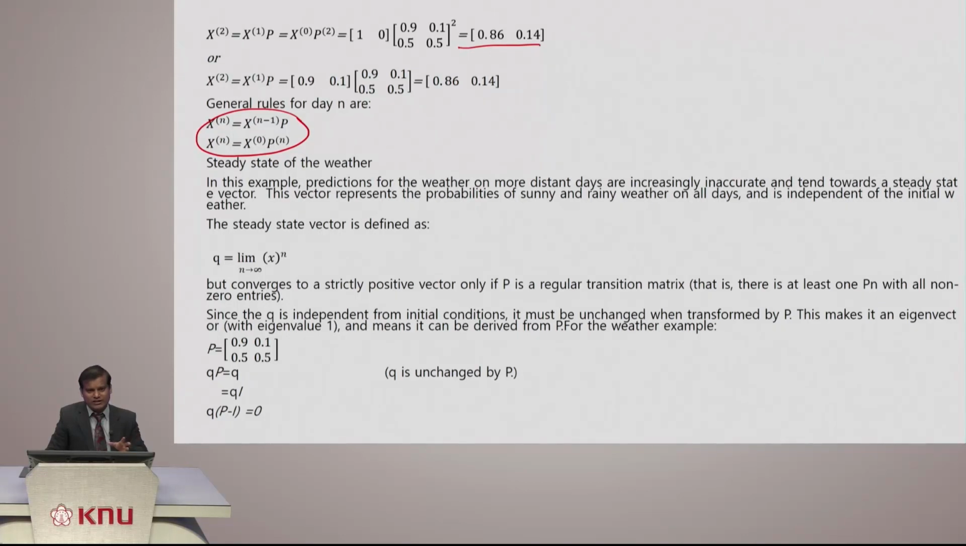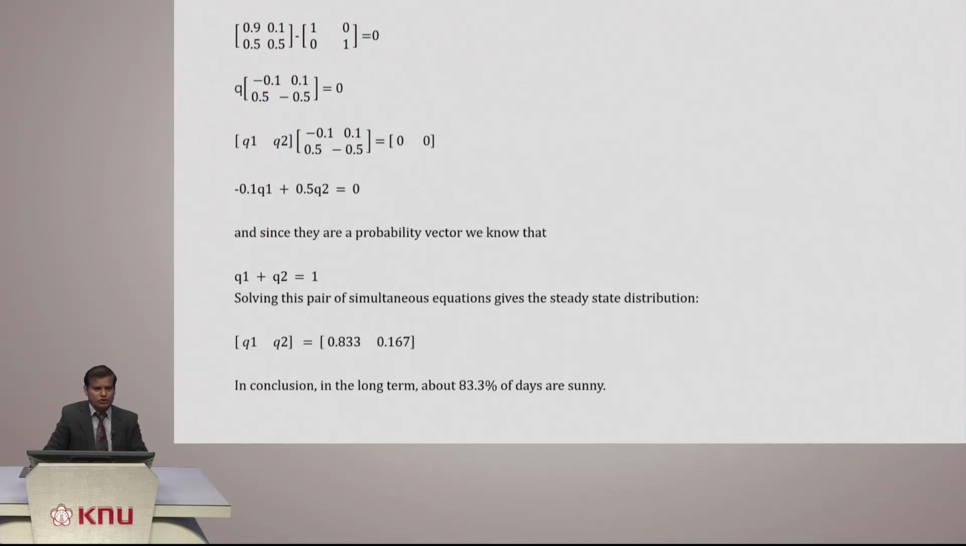So here the vector represents the probability of sunny and rainy weather on all days, and is independent of initial weather conditions. So based on that, the whole process is happening. So I will skip this here.